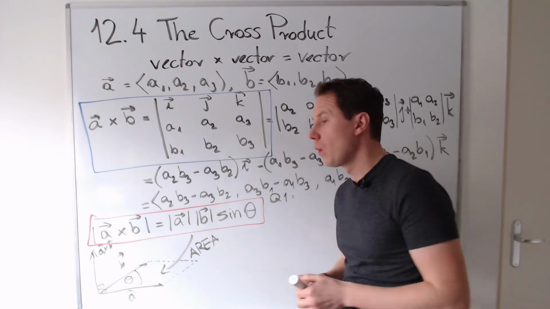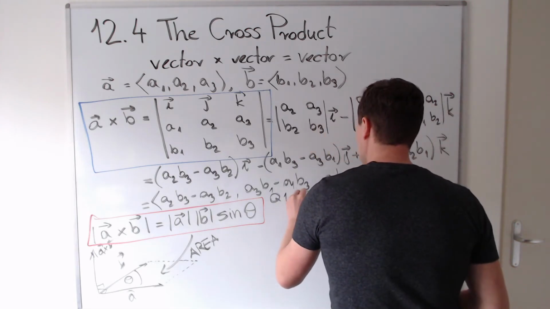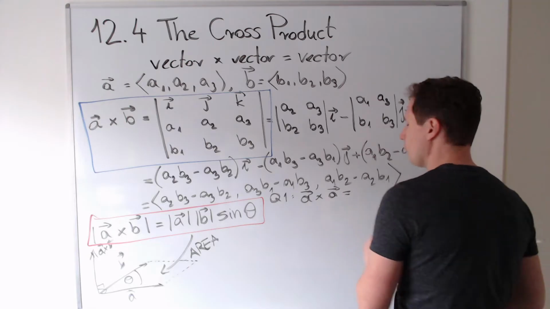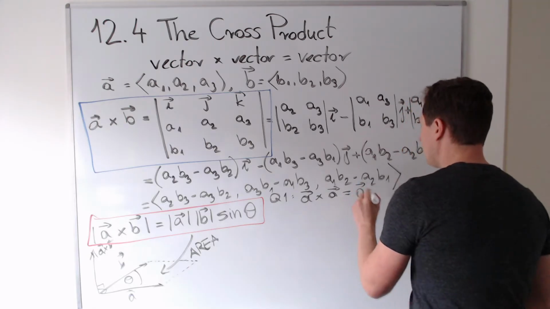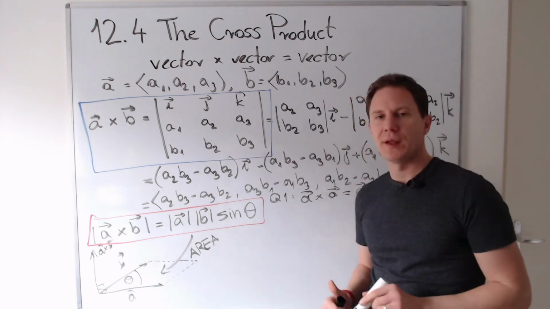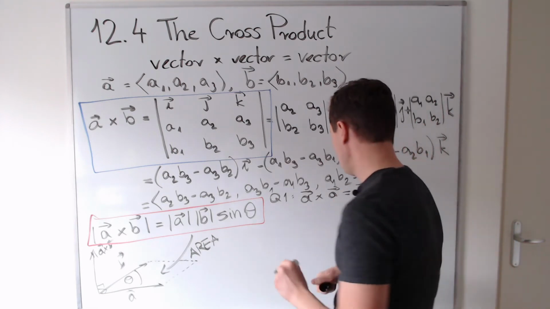Explain or show why for any three-dimensional vector a cross a is the zero vector. Okay, so pause the video and try to explain and show why that is true. Okay, I hope you paused it.